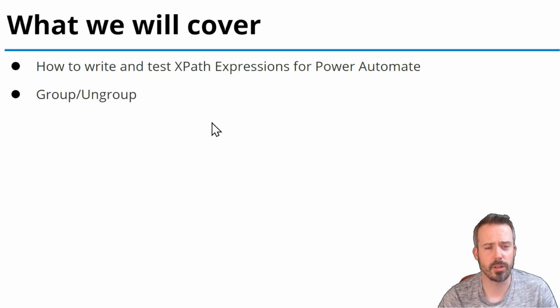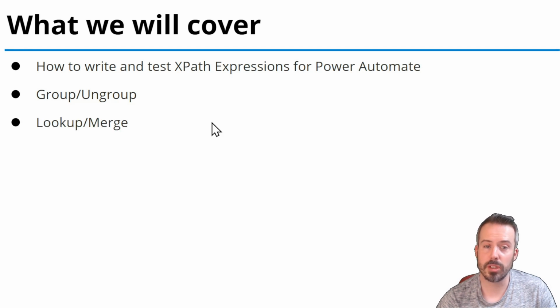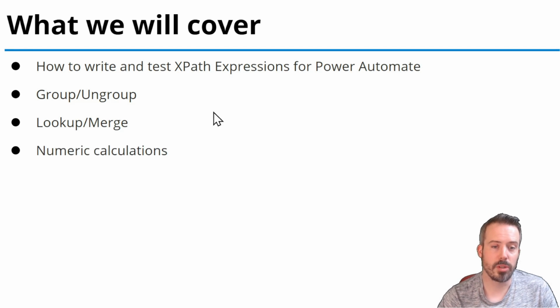So those examples will be how to group and ungroup data using XPath expressions, how to do a lookup of data, or how to merge two data sources, and lastly we're going to look at how to do some numerical calculations using XPath in Power Automate.